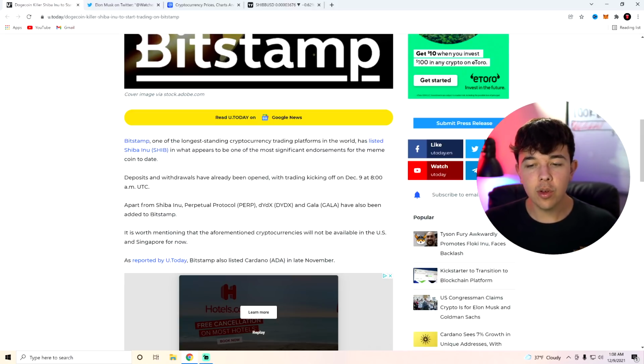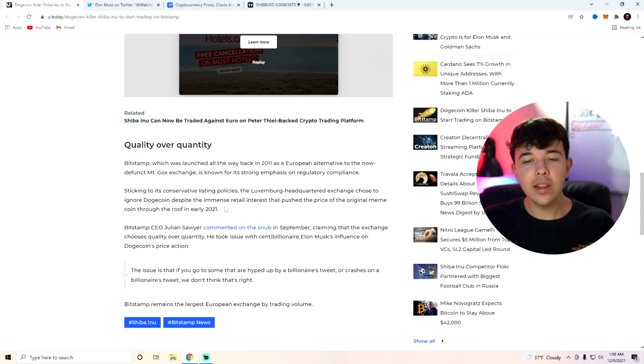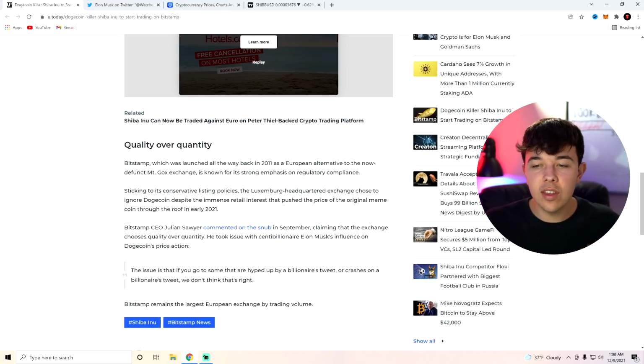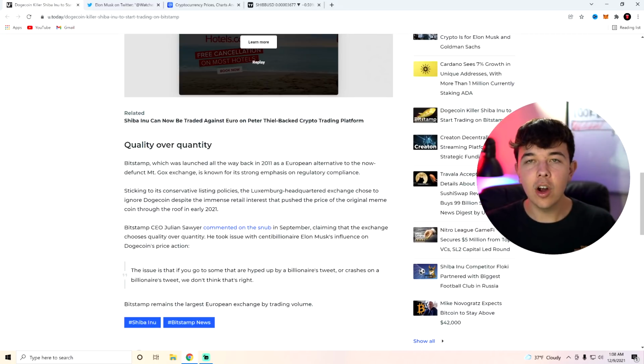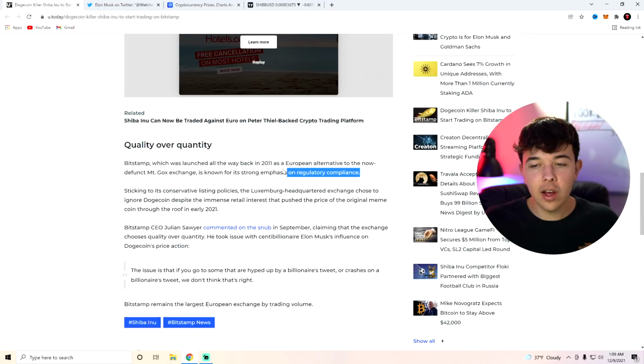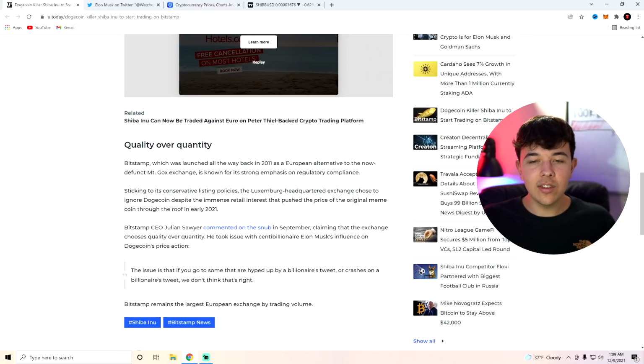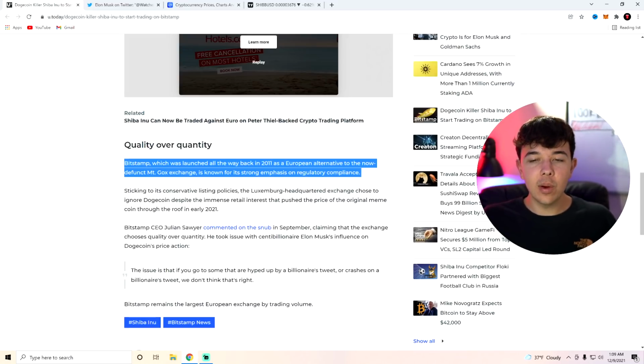But as reported, Bitstamp also listed Cardano in late November. But yeah, here we can see quality over quantity. Bitstamp, which was launched all the way back in 2011 as a European alternative to the now defunct Mt. Gox exchange, is known for its strong emphasis on regulatory compliance. So that's a massive thing here. That's a big thing that Robinhood is also going through right now. They're making sure that from a regulatory perspective, they're all good before they launch their wallets, before they possibly list Shiba Inu Coin. I know it's not listed yet, guys. All right, we all know. Robinhood is also looking at a regulatory compliance standard, and so is Bitstamp, which is good to see, because that means they'll stay around for the long haul.